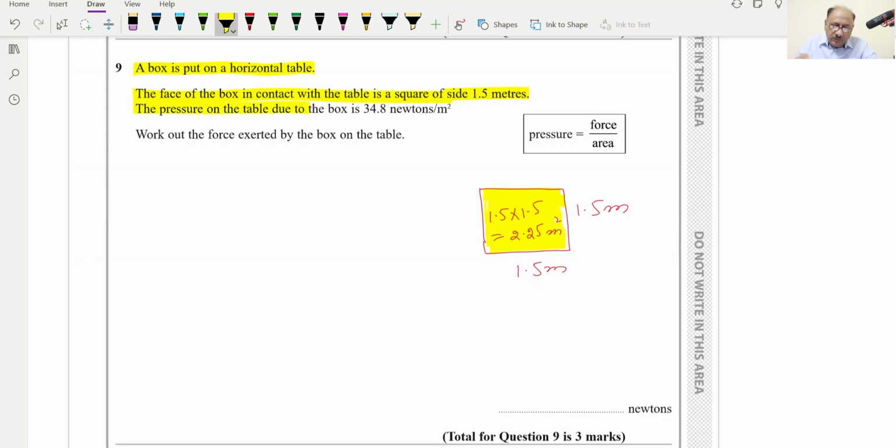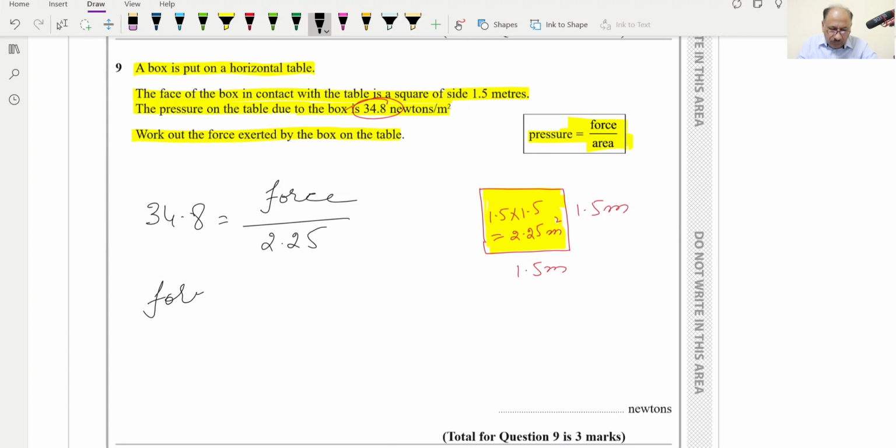The pressure on the table due to the box is this much. So the pressure value P, they have given this one. Now work out the force exerted. So the F value we need to find, and the formula they have provided for us. So pressure is equal to, given, 34.8, equal to force divided by the area which is 2.25, we have calculated.